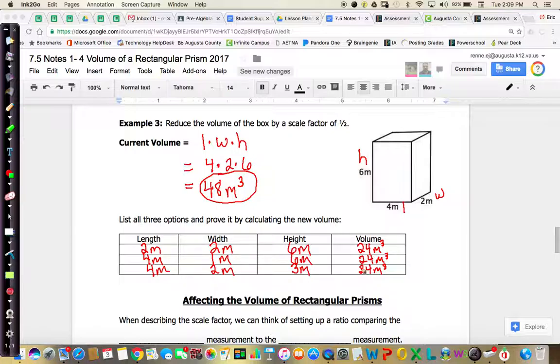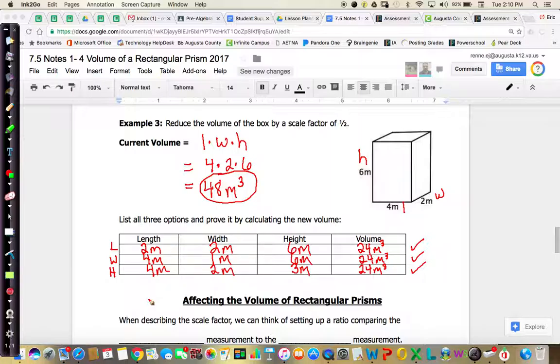So now, if you look at this, we have 1, 2, 3 sets of measurements. So remember that when you're doing your exit pass. And also think about how many attributes we changed each time. So here, we only changed the length. Okay, so we can put an L here. We only changed the length. Here, we changed the width. And here, we only changed the height.